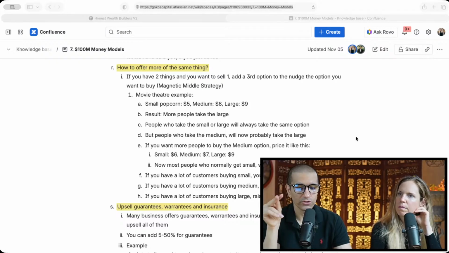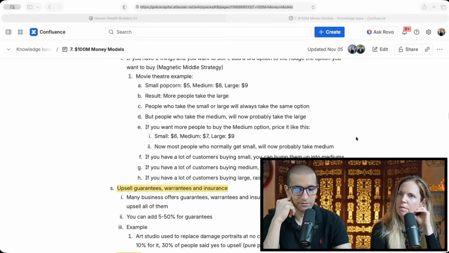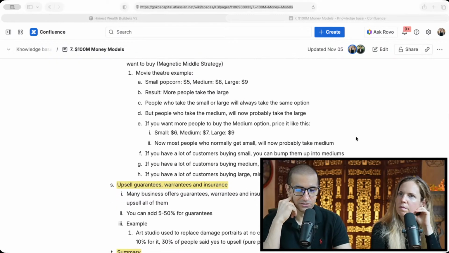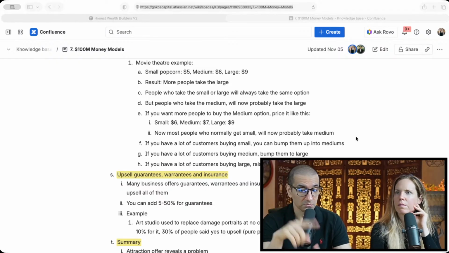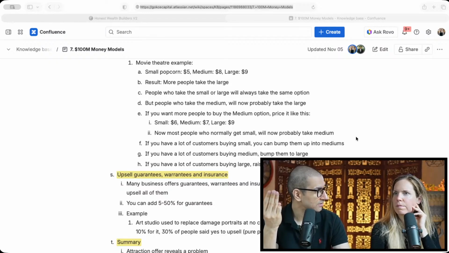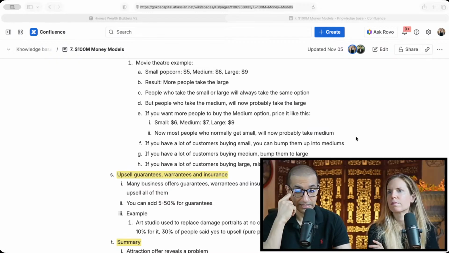So if you have 2 things and you want to sell one, add a third option to nudge the option you want to buy. It's called the magnetic middle strategy. Movie theaters do this all the time. If they have small, medium, and large, small is $5, medium is $8, they'll make large $9. Most people who are considering medium will automatically upsell themselves to $9, right?